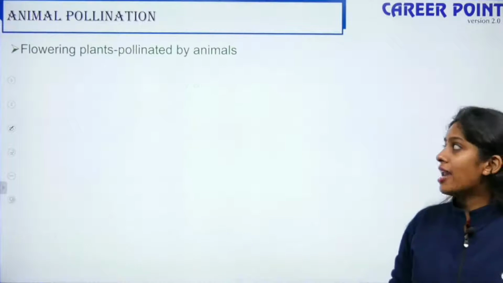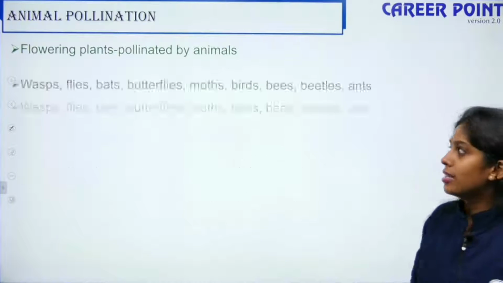Yes. So now we go to animal pollination. Flowering plants are pollinated by animals.